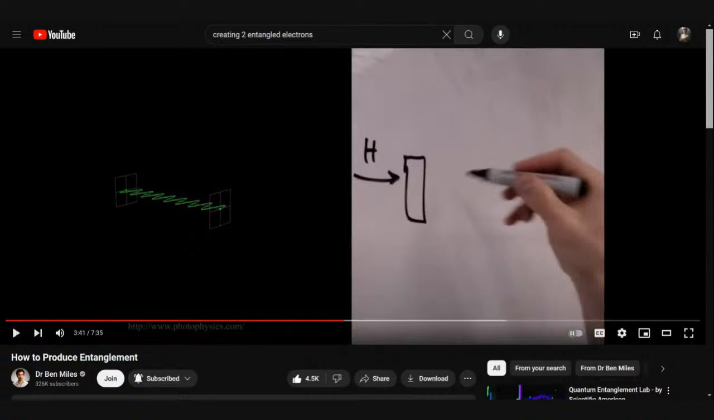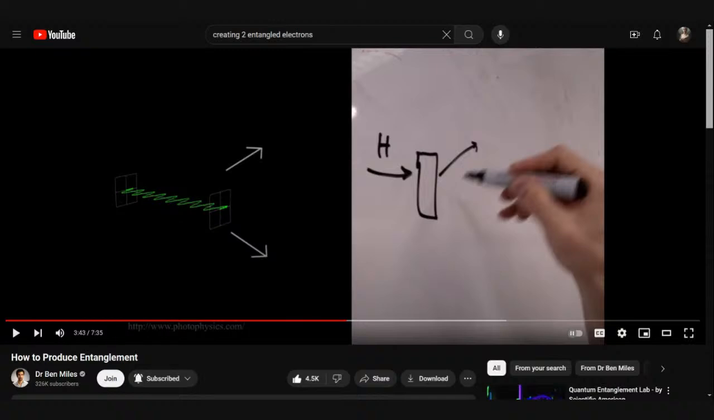So how do you input horizontal light? You just put a filter that only has horizontal slits. The photons that come out.